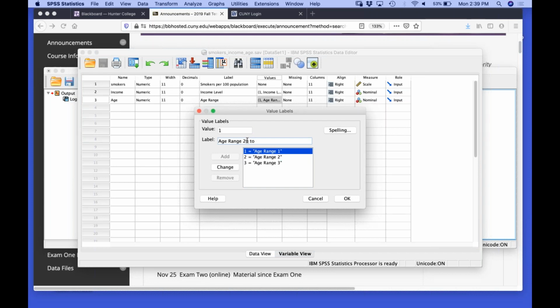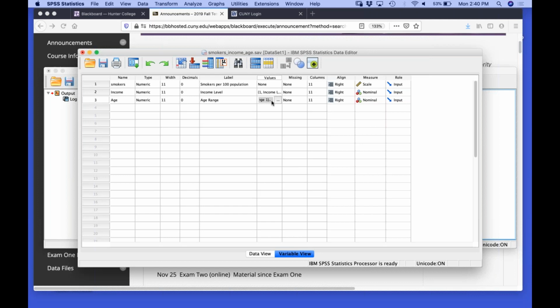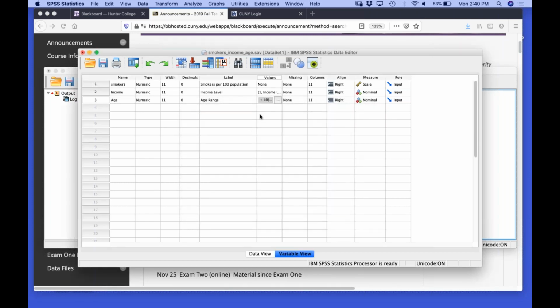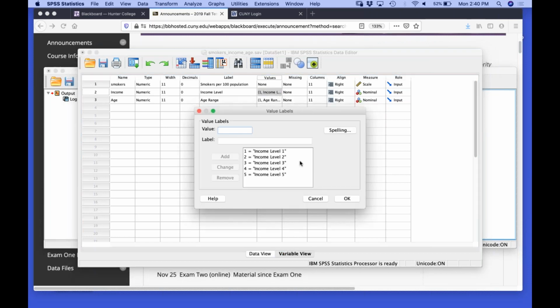I'm going to say 20 to 30. Oops, I should have said add. Try that again. I'm going to say 20 to 40. Change. This one I'll call 40 to 60. Change. And just for the hell of it, I'll call this one 60 to 80. Make a little bit more sense than just saying age range 1, age range 2. Income levels. Okay, income level 1. I'm going to change that a little bit too. I'm going to put 2 income levels.